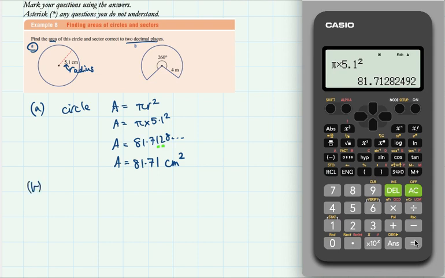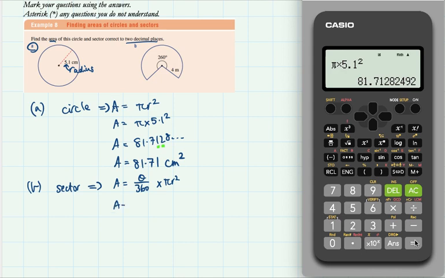Now B, the shape is indeed a sector, not a circle. What's the area of a sector? Well, the formula is the fraction of 360 degrees, so the fraction of a circle that it is, times by pi r squared. Pi r squared being the area of a circle.